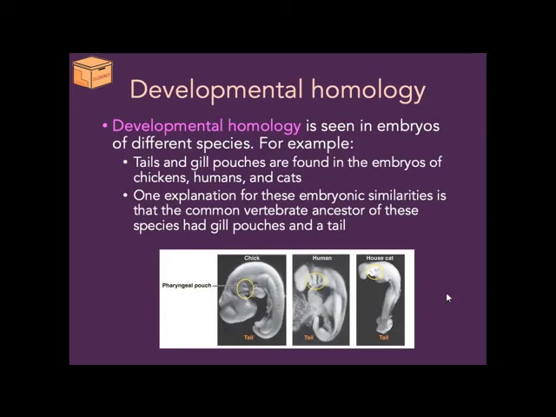Developmental homology is what you see in embryos of different species, so it's similarities seen in embryos of different species due to common ancestry. If you look at the tails and the gill pouches in the embryos of chickens, humans, and cats, you can see that they're very similar. A chicken, a human, and a cat all have a tail. Humans will lose the tail as they grow up, but the cat and the chicken will keep the tail. The gill pouches in the side of the neck, we all have those because we inherited them from our fish-like ancestor. So this is the explanation for these embryonic similarities: we look similar to these other species because we inherited these similarities from a common ancestor, and that common ancestor had gill pouches and a tail.